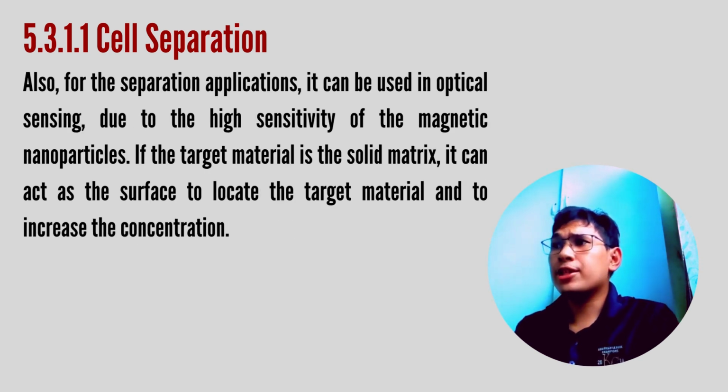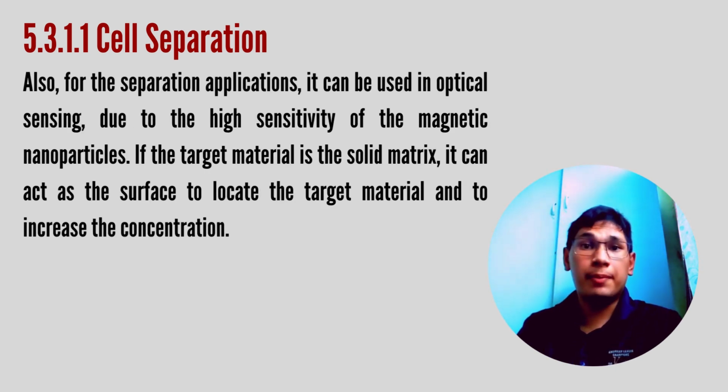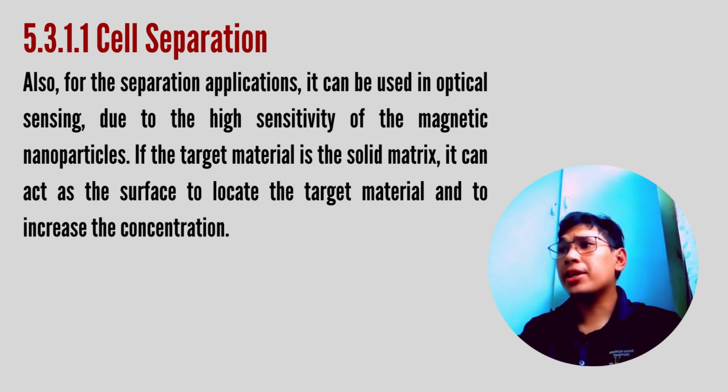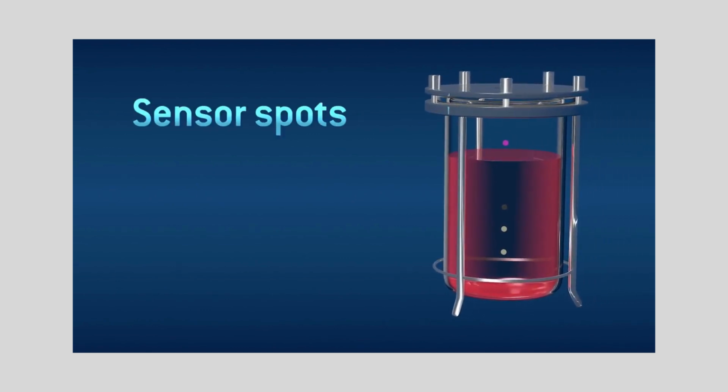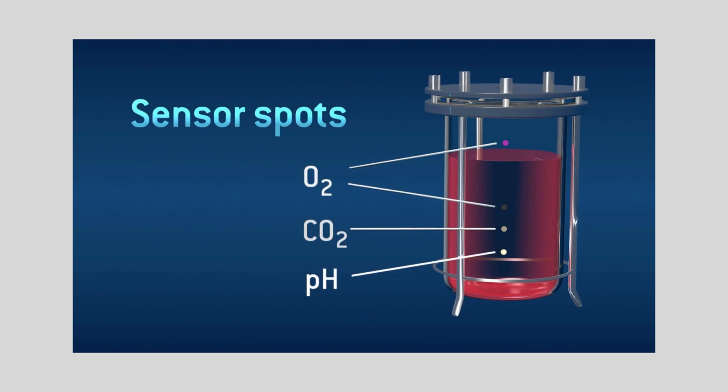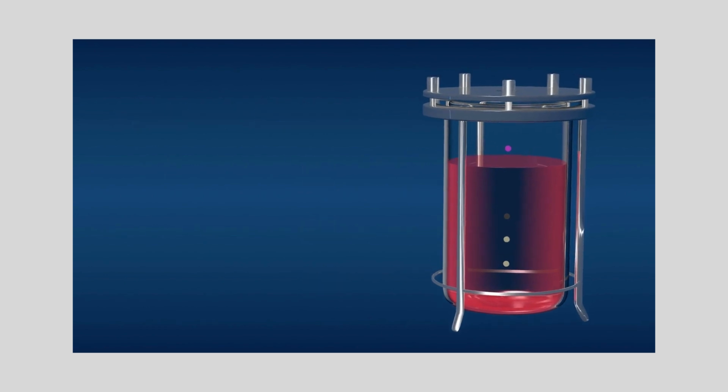Also, besides the separation applications, it can be used in optical sensing due to the high sensitivity of magnetic nanoparticles. If the target material is a solid matrix, it can act as the surface to locate the target materials and to increase the concentration. PreSens sensors work on the principle of fluorescence quenching and allow O2, CO2, and pH measurement.